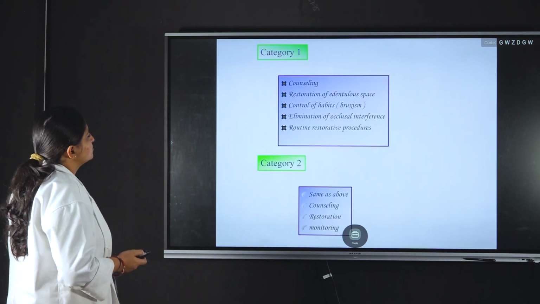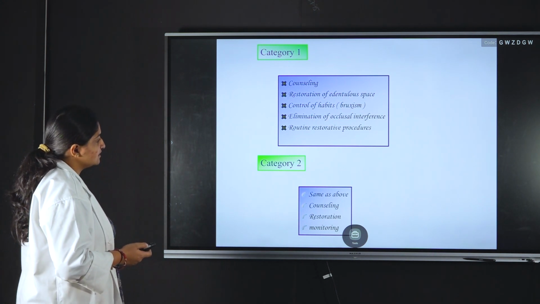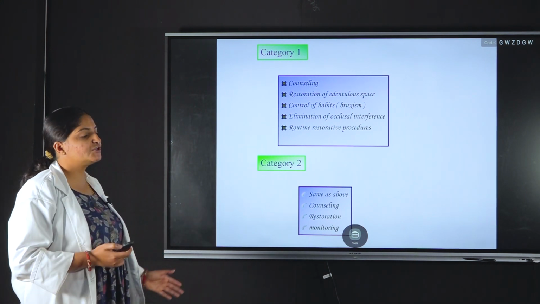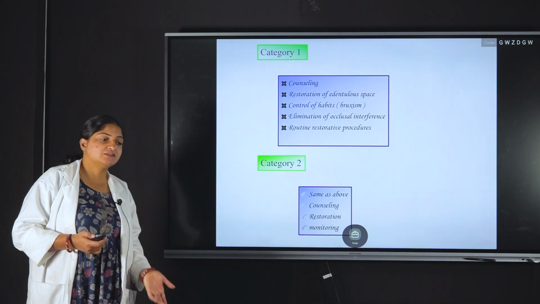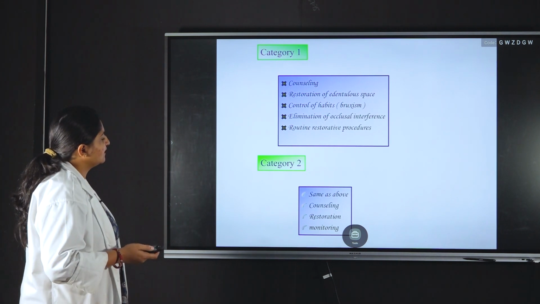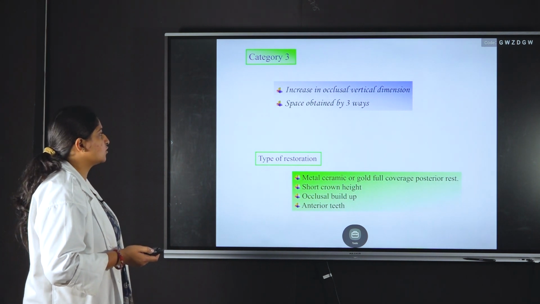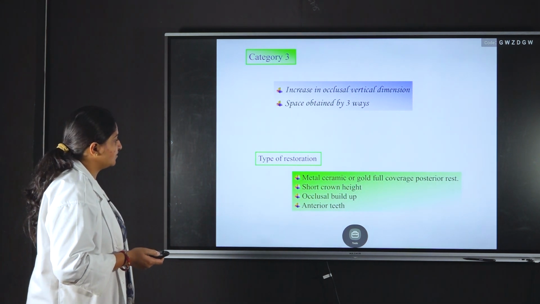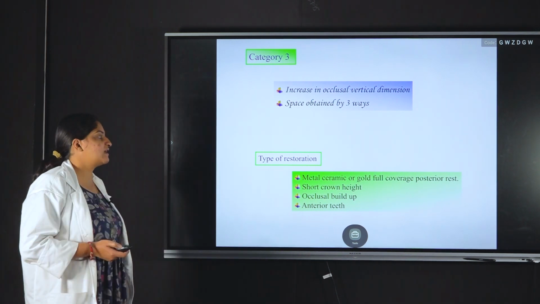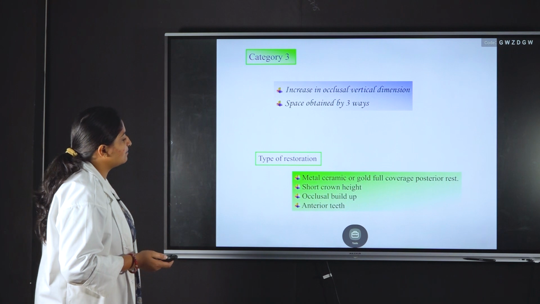So category 1 is counseling, restoration of edentulous space, control of habits, bruxism, elimination of occlusal interference, and routine restorative procedures. Bruxism is nothing but the continuous grinding of the teeth, done involuntarily without the patient's approval. And category 2, same as above: counseling, restoration and monitoring. And then category 3, increase in occlusal vertical dimension, space obtained by 3 ways, and the types of restorations which can be given for the eroded tooth surface are metal ceramic or gold, full coverage posterior restoration, and short crown height, occlusal buildup and anterior teeth.